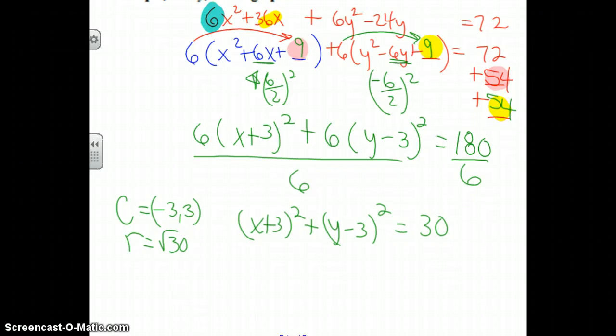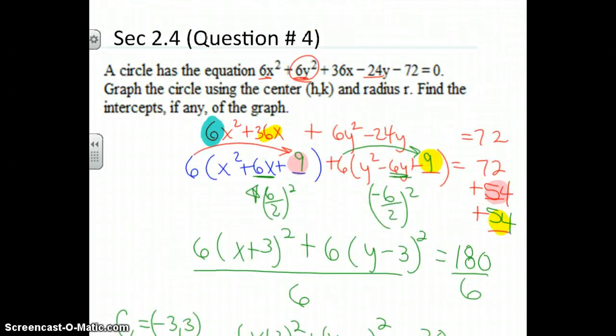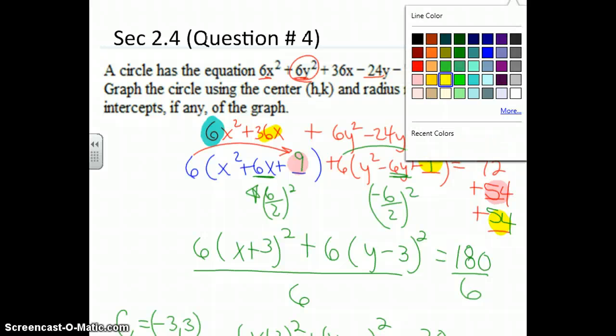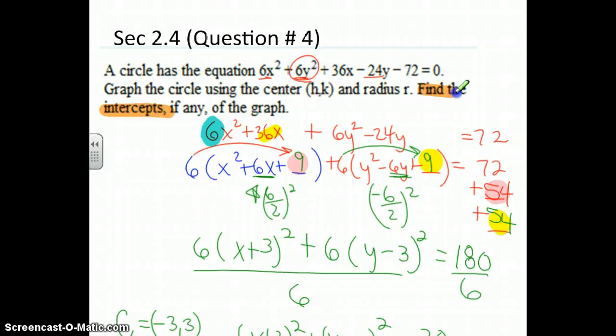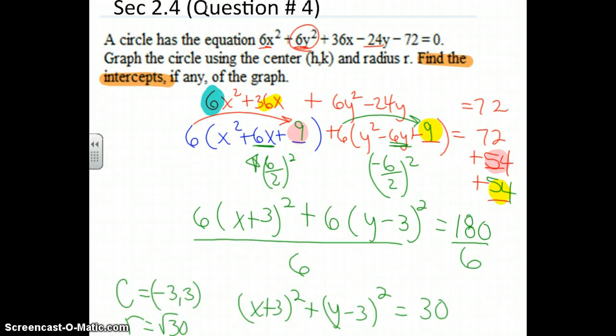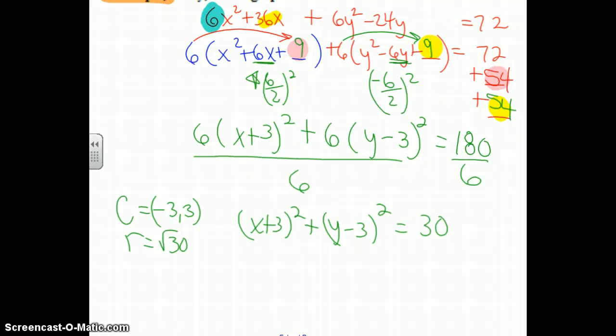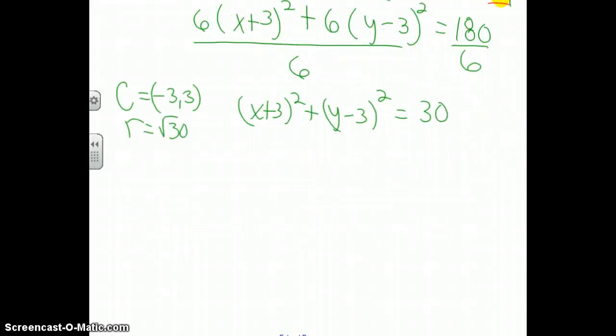I think the problem also asked for intercepts. So if I want to go ahead and find the intercepts, I think I need to let x be 0 and let y be 0. So I'll continue on here. To find an x-intercept, I'm going to let y be 0. And in doing so, I get x plus 3 quantity squared.